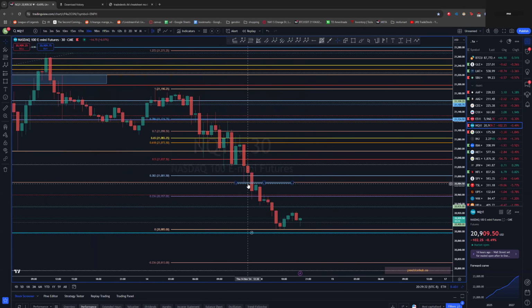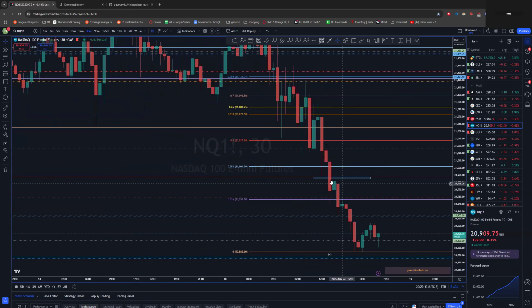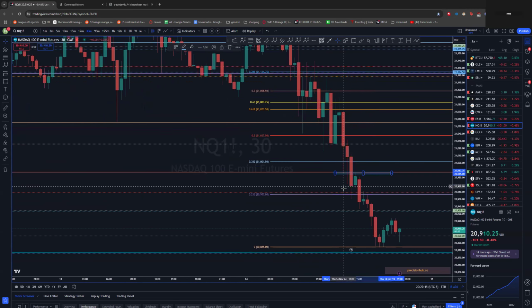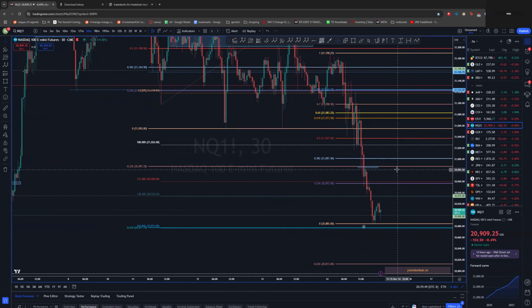And if we look at the impulse itself, we have some wick here, and then a couple wicks, or one more wick here, and almost another one here. So I think this would be the last level for this relief bounce. But I am a fan of longing here.